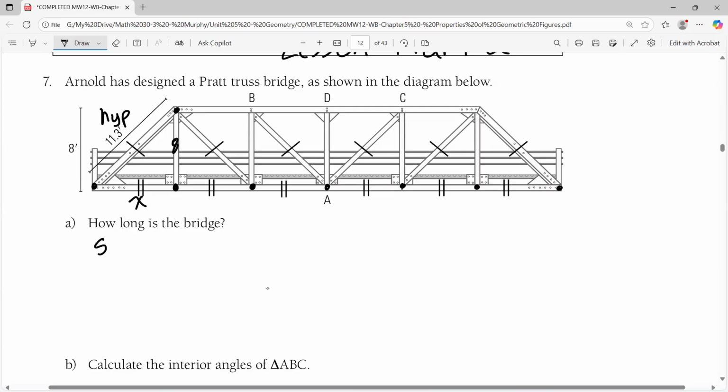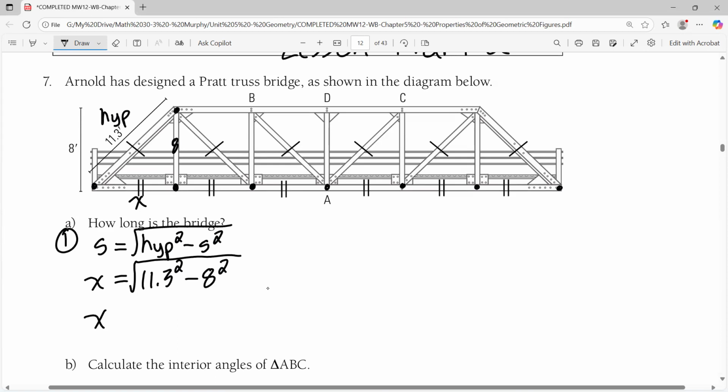So for this, side equals the square root of the hypotenuse squared minus side squared. And you just have to know that the one that you are given, 8, goes here. That's all you have to know. So I'm going to replace s with x. Hypotenuse is 11.3 squared minus 8 squared. So I'll go 11.3 squared minus 8 squared, get the answer, and then don't forget to square root it.